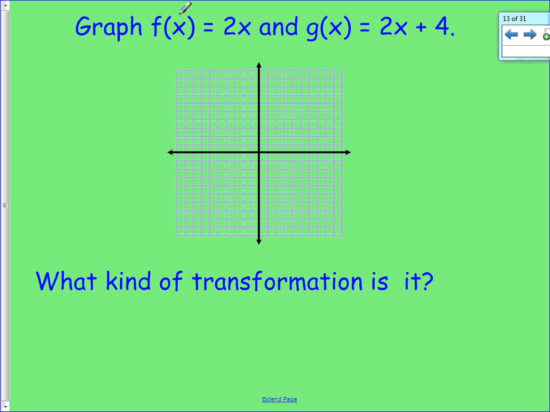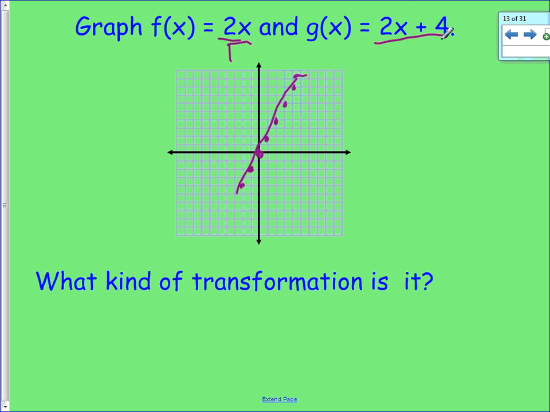Graph f of x equals 2x and g of x equals 2x plus 4. Do I have an intercept here for my y-intercept? When it's asking you to graph, the first thing you need to do is graph that intercept. How do I do my rise over run? 2 over 1. Up 2 over 1, up 2 over 1, down 2 over 1, down 2 over 1. Draw that line straight through. It's a beautiful line.